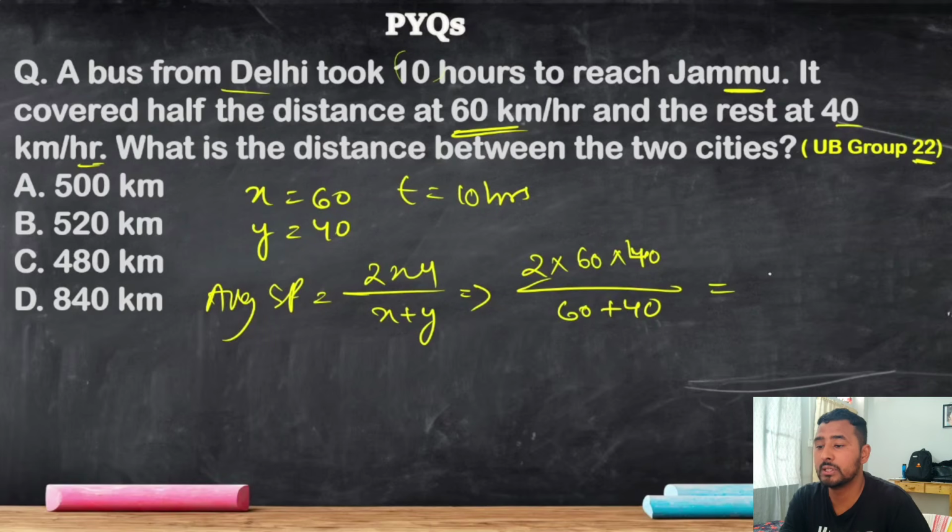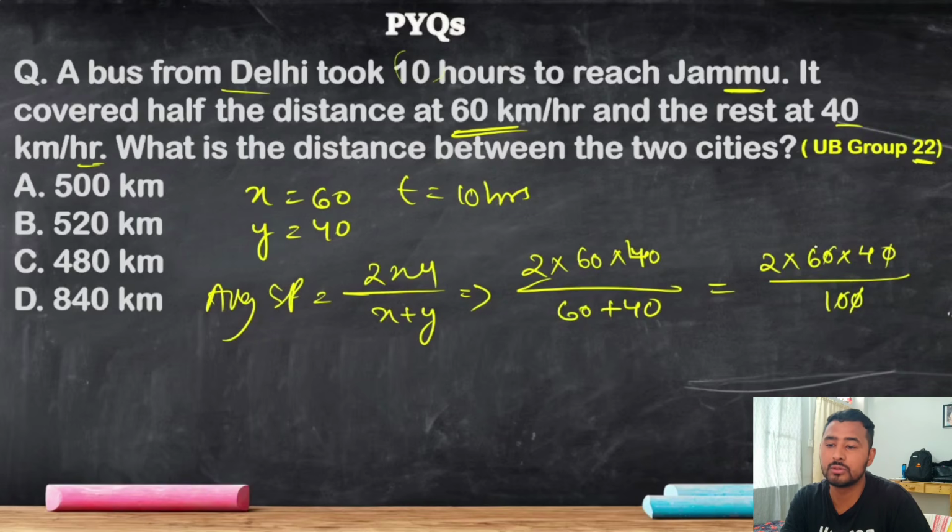What you can do is keep it like this only. 60 plus 40 is how much? 100. Cancel the zeros. You'll get 2 into 6 is 12, 12 into 4 is how much? 48. We got the average speed, 48 kilometer per hour.